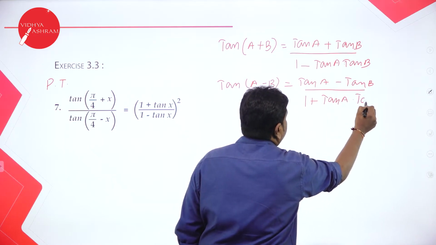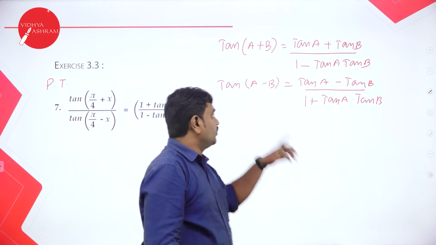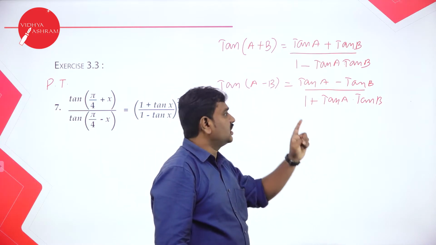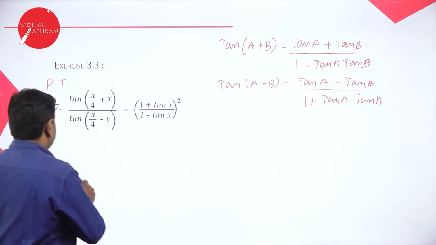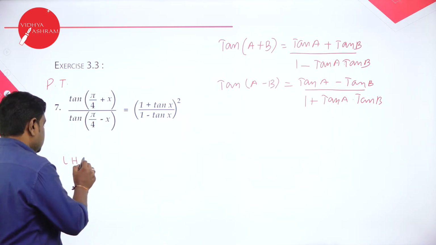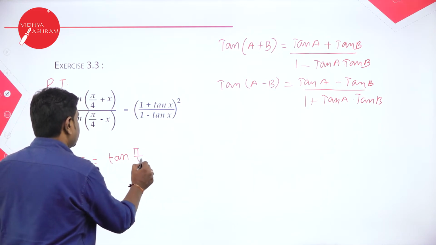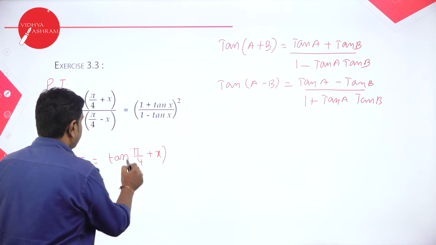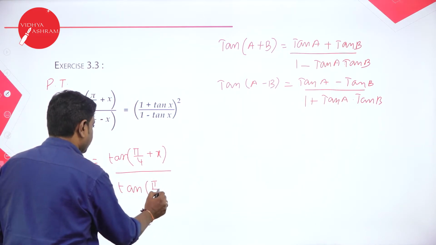Dear students, here it is easy to remember. If it is plus, in the numerator we'll have plus. If it is minus, in the numerator we'll have minus. And the denominator's first term is always 1. So now I'll take LHS. What is LHS? Tan of pi by 4 plus x divided by tan of pi by 4 minus x.